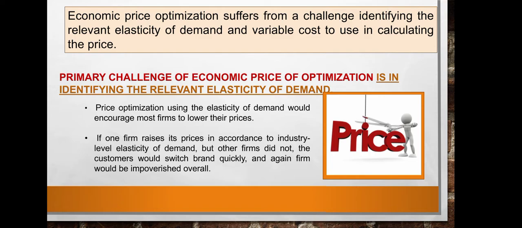Price optimization using the elasticity of demand would encourage most firms to lower their prices. When one firm raises its prices in accordance to industry level elasticity of demand, but other firms do not, the customer would switch brand quickly and again the firm would be impoverished overall. That is the primary challenge of economic price optimization.